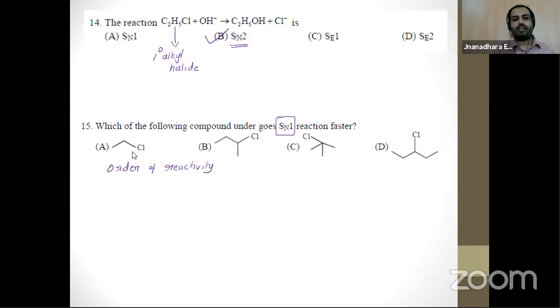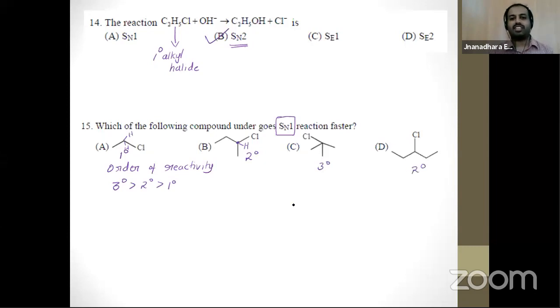So what's the order of reactivity of alkyl halides? It is tertiary greater than secondary greater than primary. So let's mark or classify the given options. Option A is a primary alkyl halide. Option B is a secondary alkyl halide. See, chlorine is attached to carbon, which in turn is attached to 2 alkyl groups and 1 hydrogen. Secondary. Option C is tertiary. Option D is again secondary.